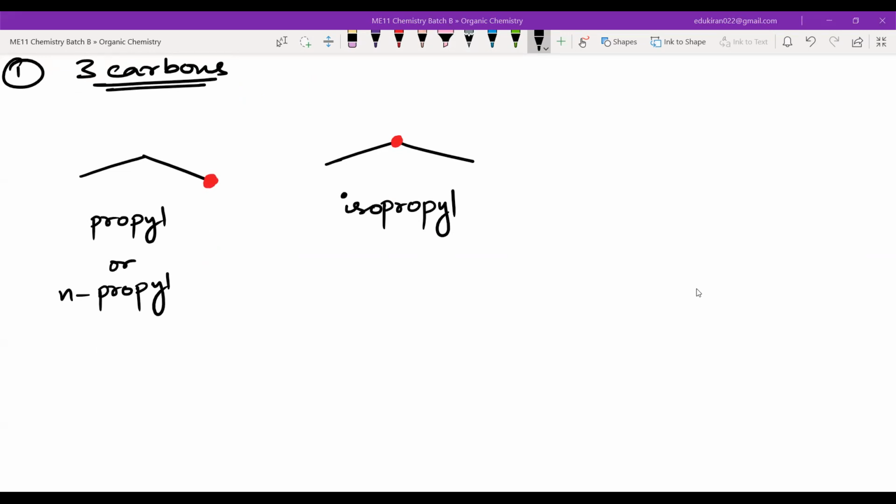I hope you can see the difference. Yes or no? Are you asking for the difference? Yes, I can see the difference. You can see the difference. No, that's it. Nothing else.